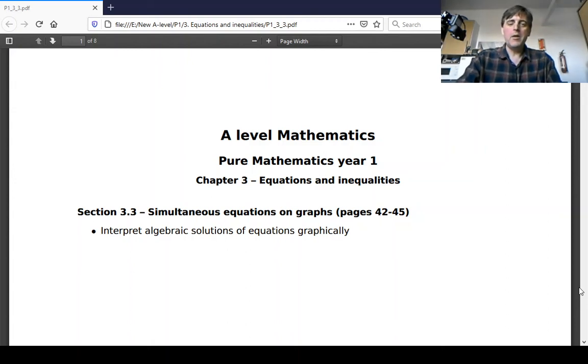Hello again, here we are looking at an A-level maths video. We're in the Pure Maths Year 1 content, looking at chapter 3. This is section 3.3 of the book, where we're going to look at simultaneous equations, but this time from a graphical point of view.